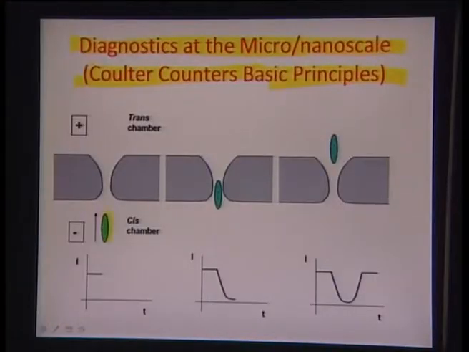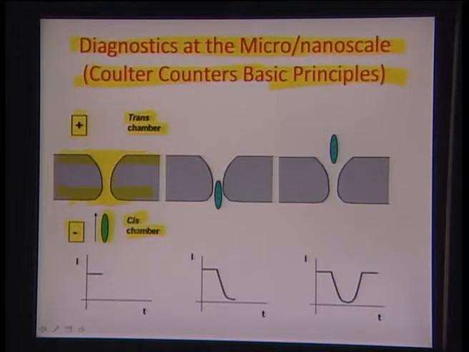So you have a negatively charged cell here, and you have a micropore in silicon which is made like this. This is the trans chamber, this is the cis side, and you are applying a potential across this porous membrane in such a manner that this negative cell is dragged into the trans chamber side.